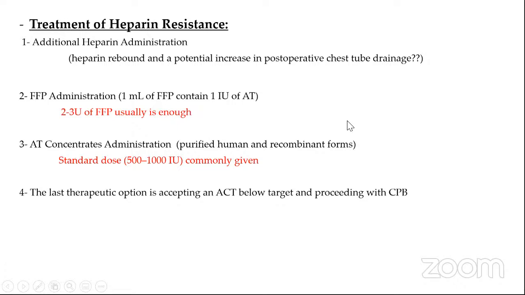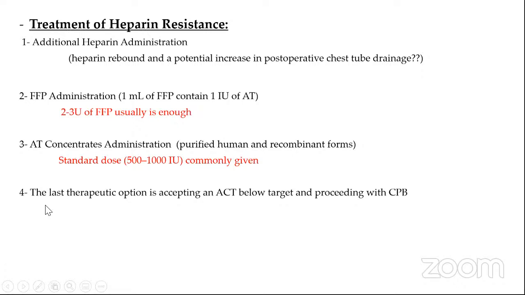The third option for treating heparin resistance is giving antithrombin concentrate, and it comes in 2 forms, purified or recombinant. The standard dose for this is 500 to 1,000 units of antithrombin 3 concentrate. This is a good option, but it's a bit expensive compared to fresh frozen plasma. So you just need to check the cost effectiveness, okay? What do we have here in King Fahd Medical City? I believe we have antithrombin 3, but usually we reserve the option for FFP because this is more practical.